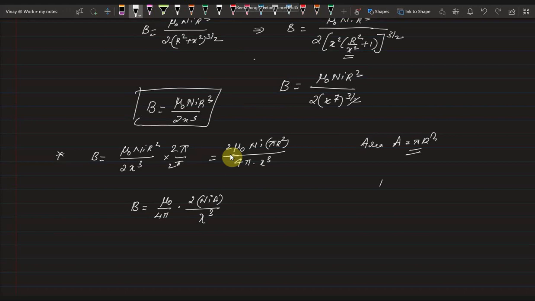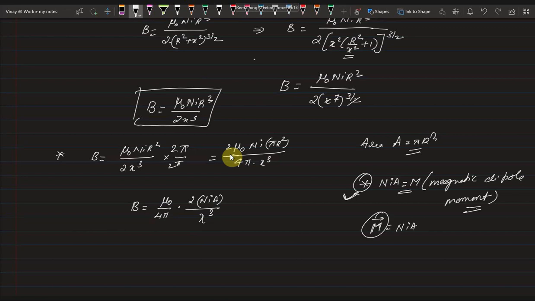Now please remember n into I into A. This is taken as M, where M is called the magnetic dipole moment. Actually, this concept we will study in the next chapter, but in this chapter we have problems based on this. Please remember, magnetic dipole moment is represented with M. That M formula is n I A. This M is a vector quantity. The direction of this M bar is from south pole to north pole. Please remember this.